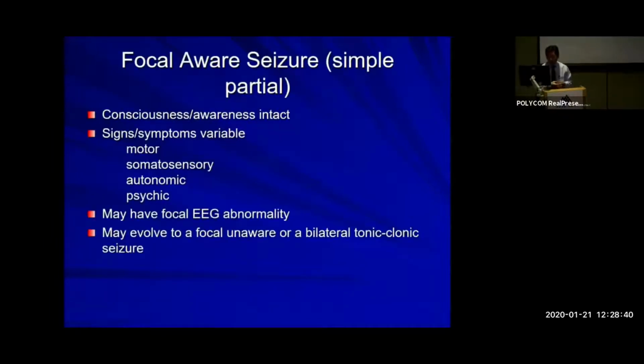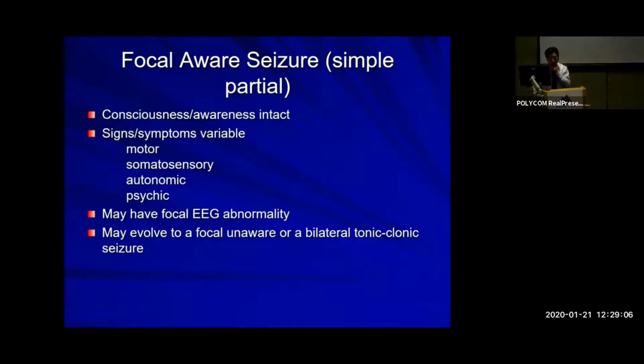So a focal aware seizure, simple partial seizure. How do you make that diagnosis? Well, bullet point number one: during the seizure activity, the person is fully awake and alert. So they're conscious, they can hear you, they can interact normally, and so forth. So there's no impairment of awareness to any degree. If somebody's a little bit slow, a little bit confused, then that knocks you over to the impaired awareness category.